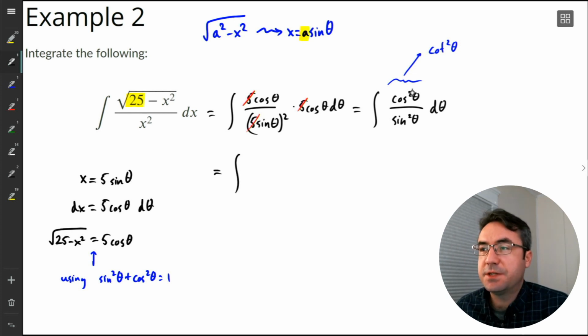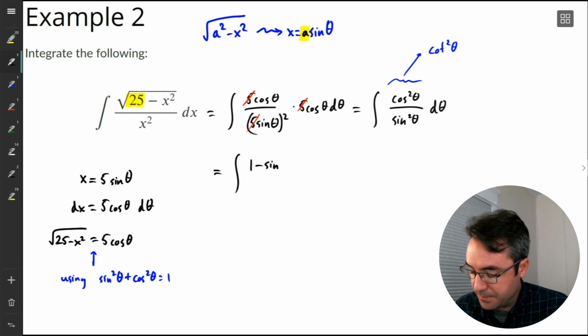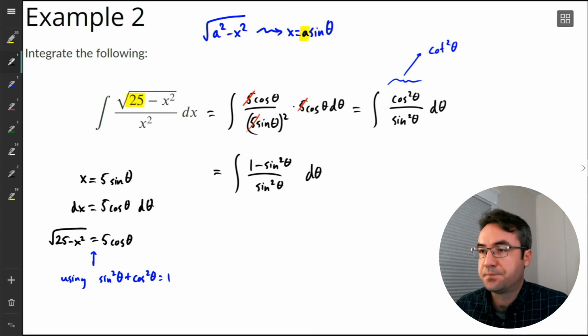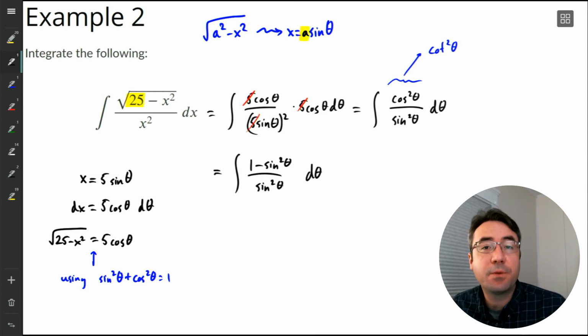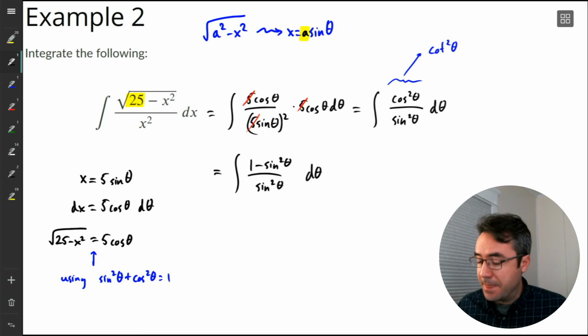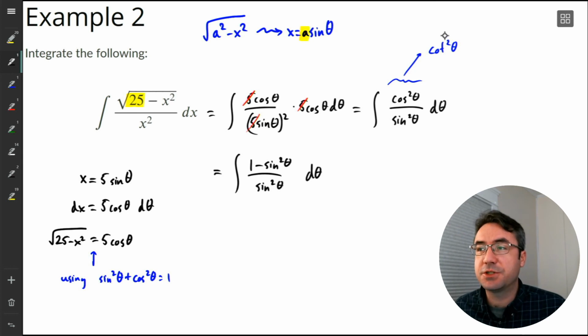So instead of cosine squared, we could write 1 minus sine squared all over sine squared. So this is just a different way of doing it. A lot of times with these trig integrals, there's various ways you could go through it. So if you want to try the cotangent squared method, give it a shot. That one's equally as good. We're trying something slightly different here.